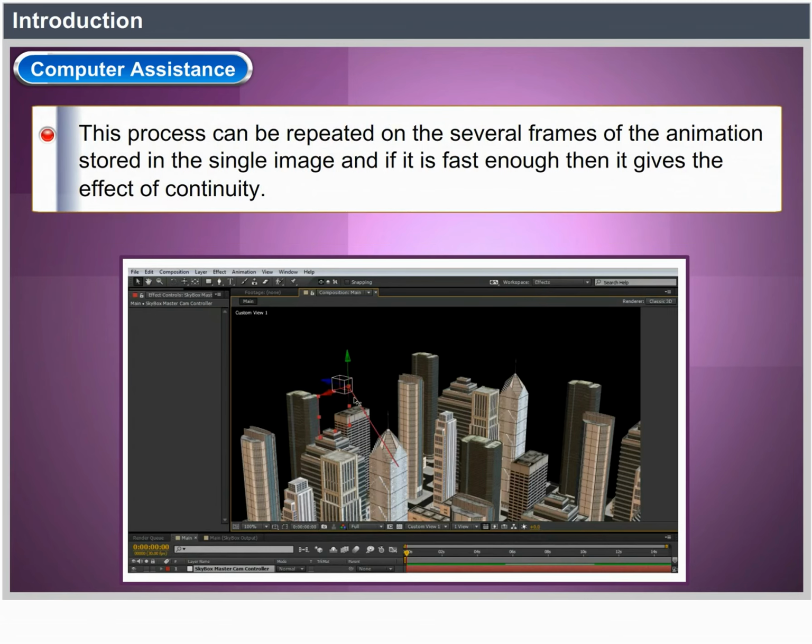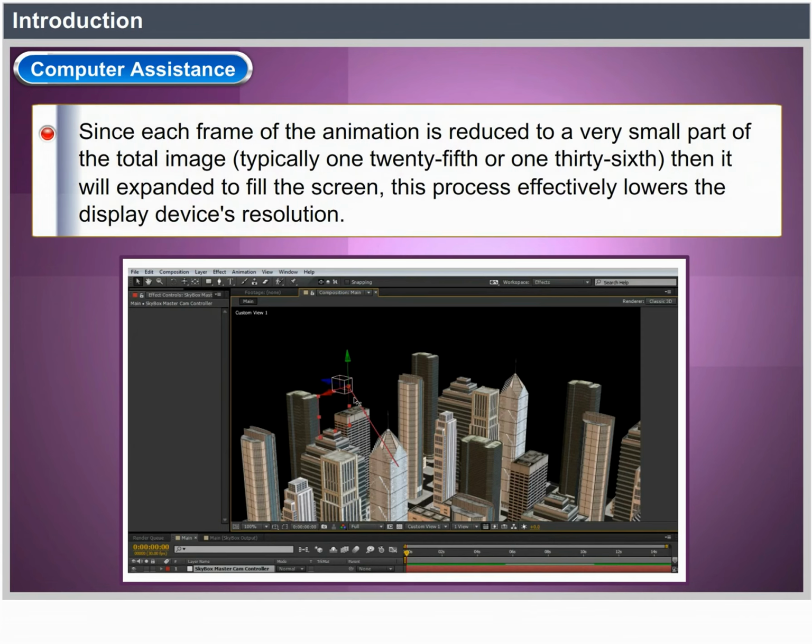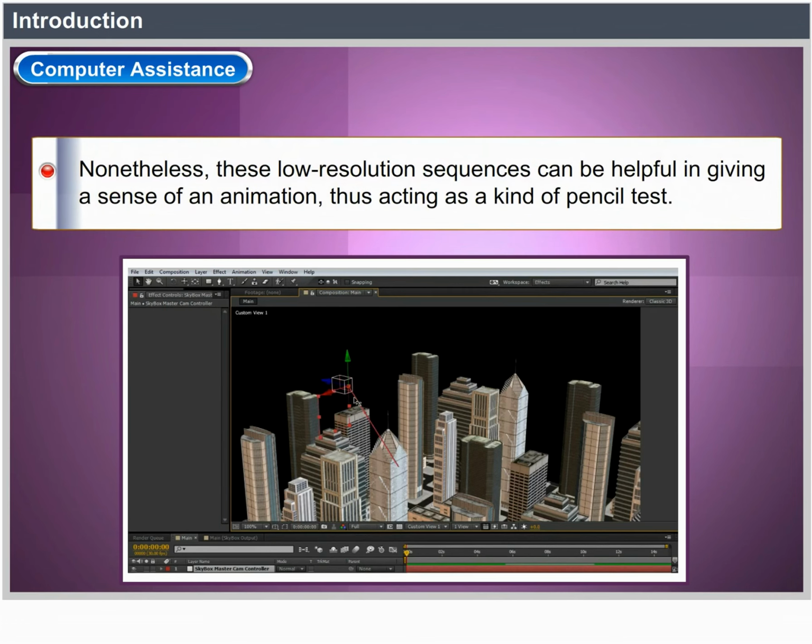This process can be repeated on the several frames of the animation stored in the single image. If done fast enough, it gives the effect of continuity. Since each frame of the animation is reduced to a very small part of the total image, typically 1/25th or 1/36th, and is then expanded to fill the screen, this process effectively lowers the display device's resolution. Nonetheless, these low-resolution sequences can be helpful in giving a sense of an animation, thus acting as a kind of pencil test.